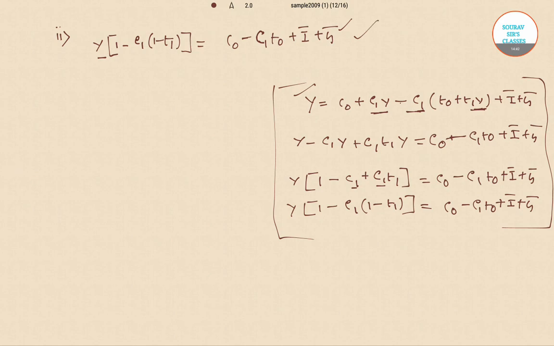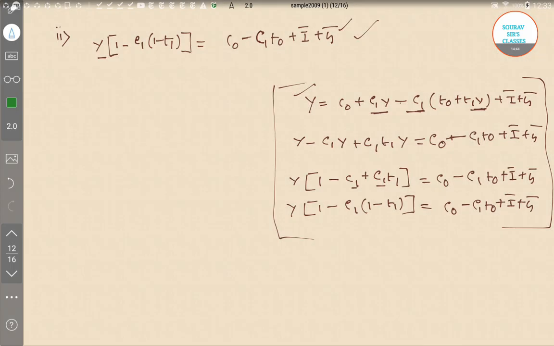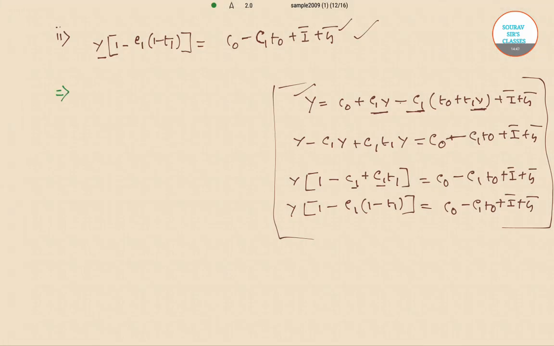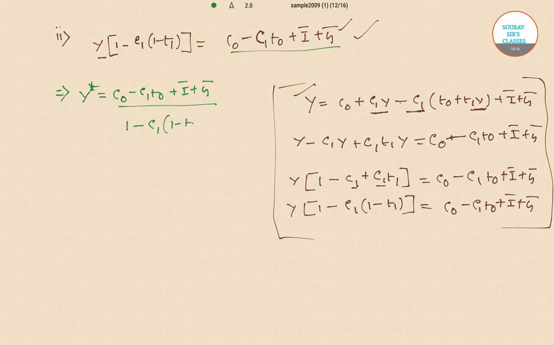So now if you further solve it, from here you can find the value of y star. So here we can find the value of y star, which will be this part, which is C0 minus C1 T0 plus I bar plus G bar divided by 1 minus C1 (1 minus T1). So this will be the solution for part 2.